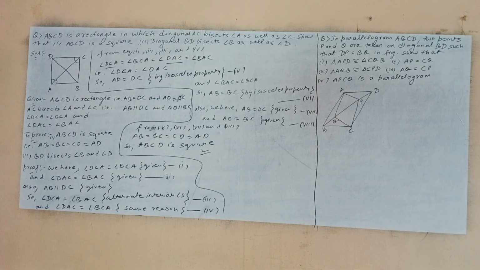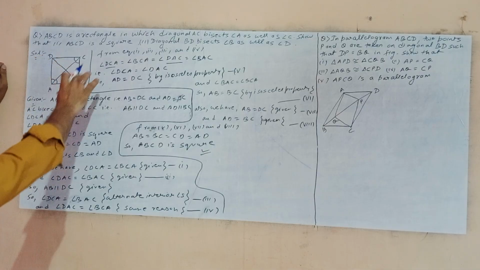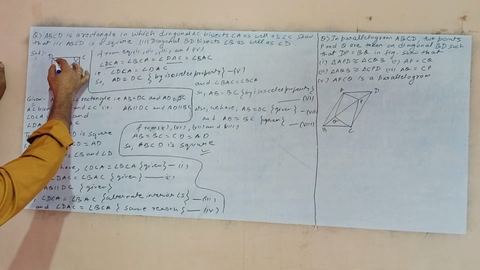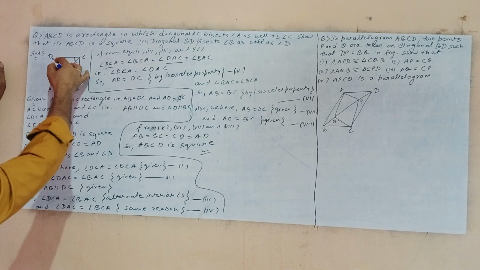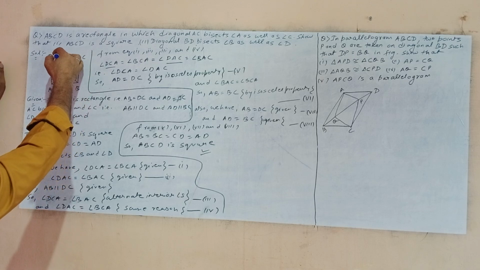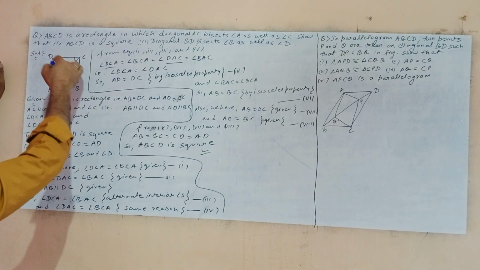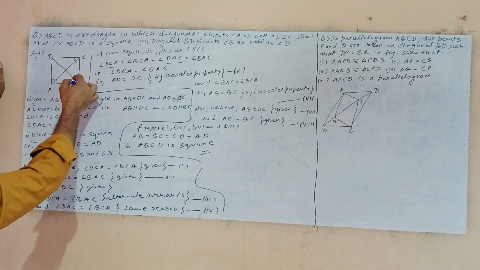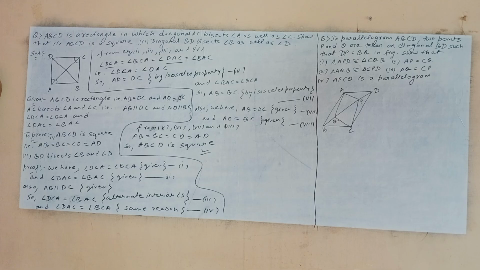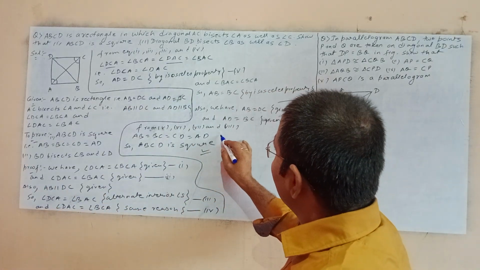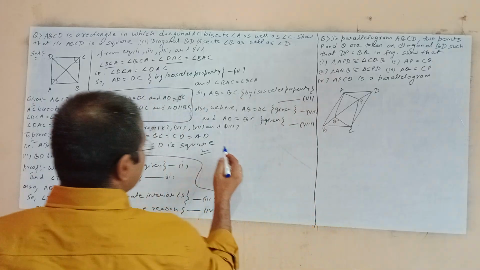So see here, if this is a square, then what you will write is this angle is equal to this angle, and this angle is equal to this angle, and this angle is equal to this angle by alternate, and this angle is equal to this angle by alternate. Now what will you write here?